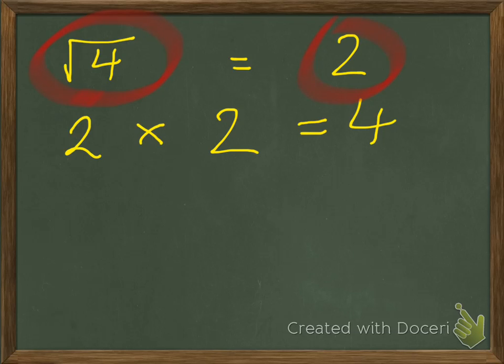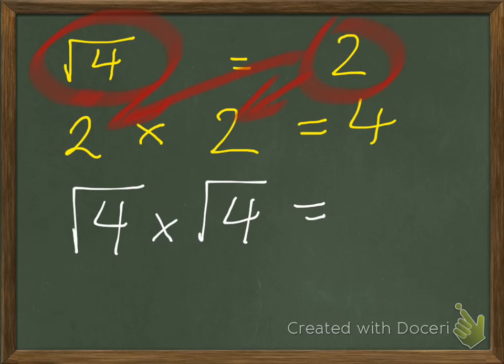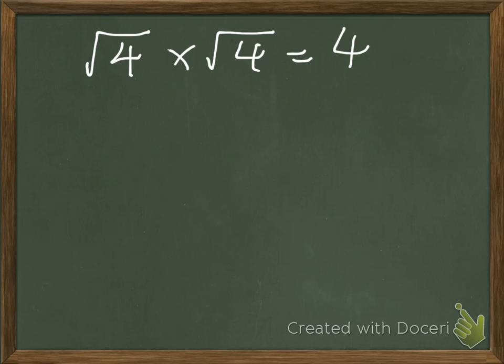Okay, so what if I replaced these 2s with, what do you think? How about square root of 4? Because as we've said here, the square root of 4 equals 2. So the square root of 4 times the square root of 4 must be the same as this, equals 4.